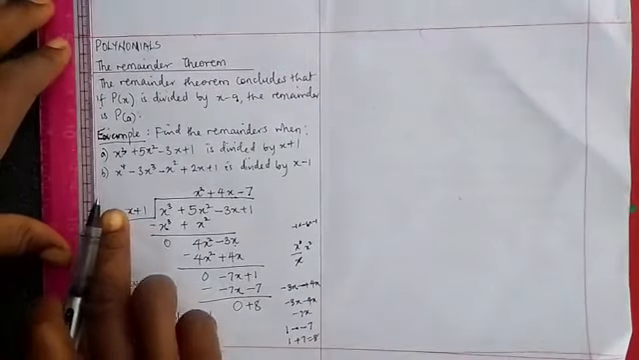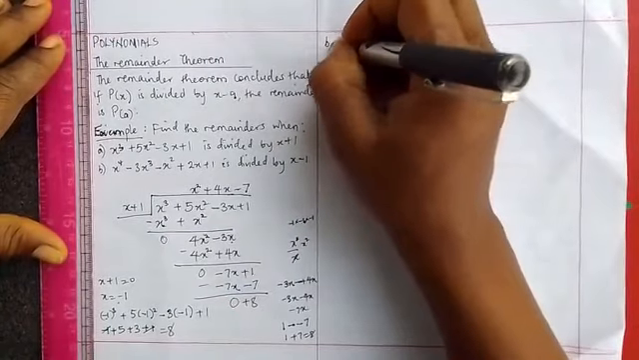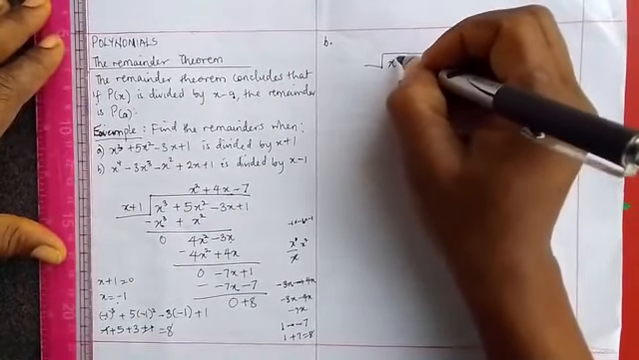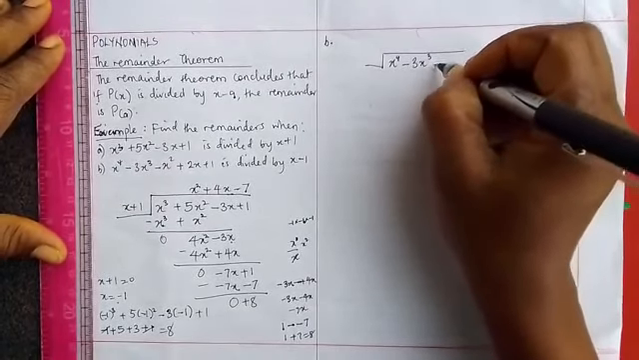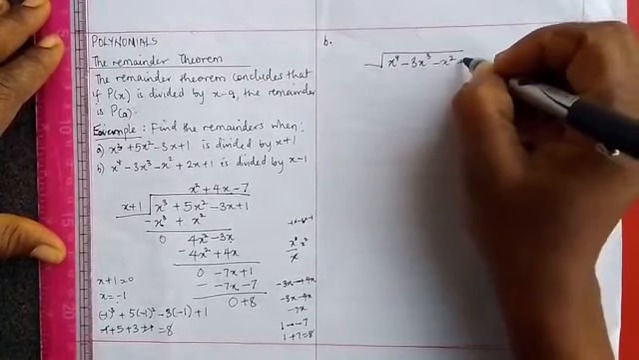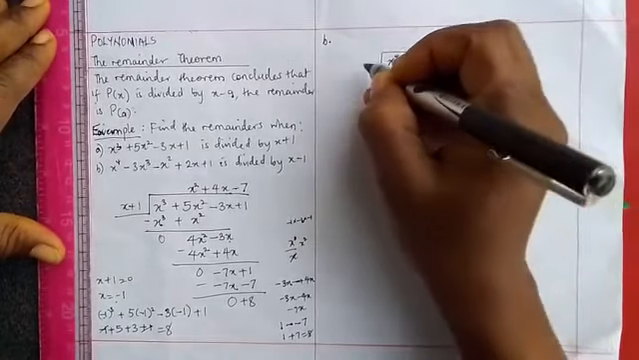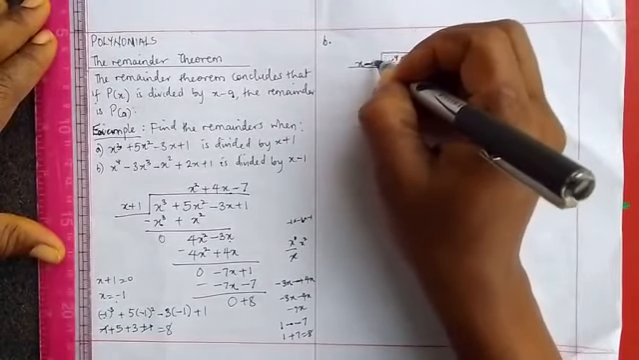Now let's do the same thing for the second exercise. The second exercise is x raised to the power of 4 minus 3x raised to the power of 3 minus x squared plus 2x plus 1, divided by x minus 1.